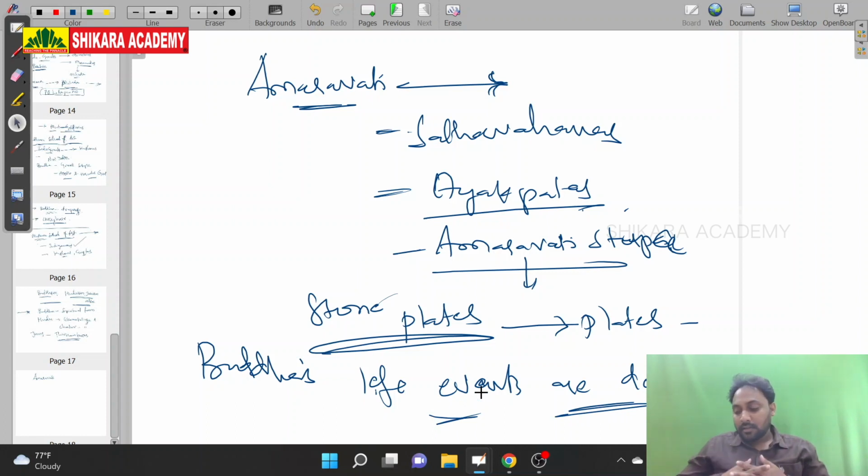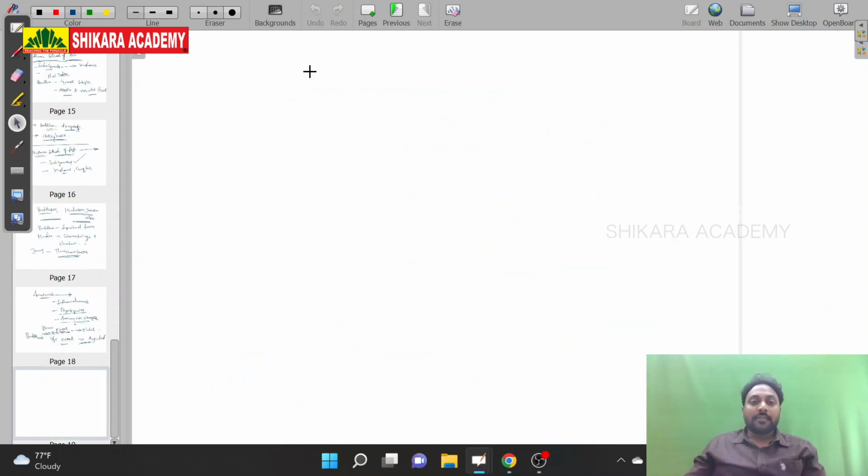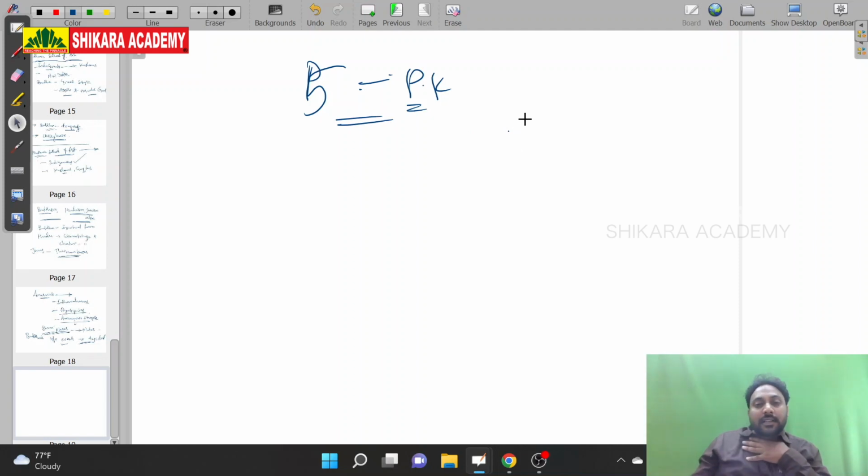Buddha's life events are depicted. For example, what are the Buddha's life events? There are the 5 Panchakalyanas. First, Janana, birth; second, Mahabhinishkramana; third, Sambodhi; fourth, Dharmachakra Parivartana; and the last one, Nirvana, Mahaparinirvana.